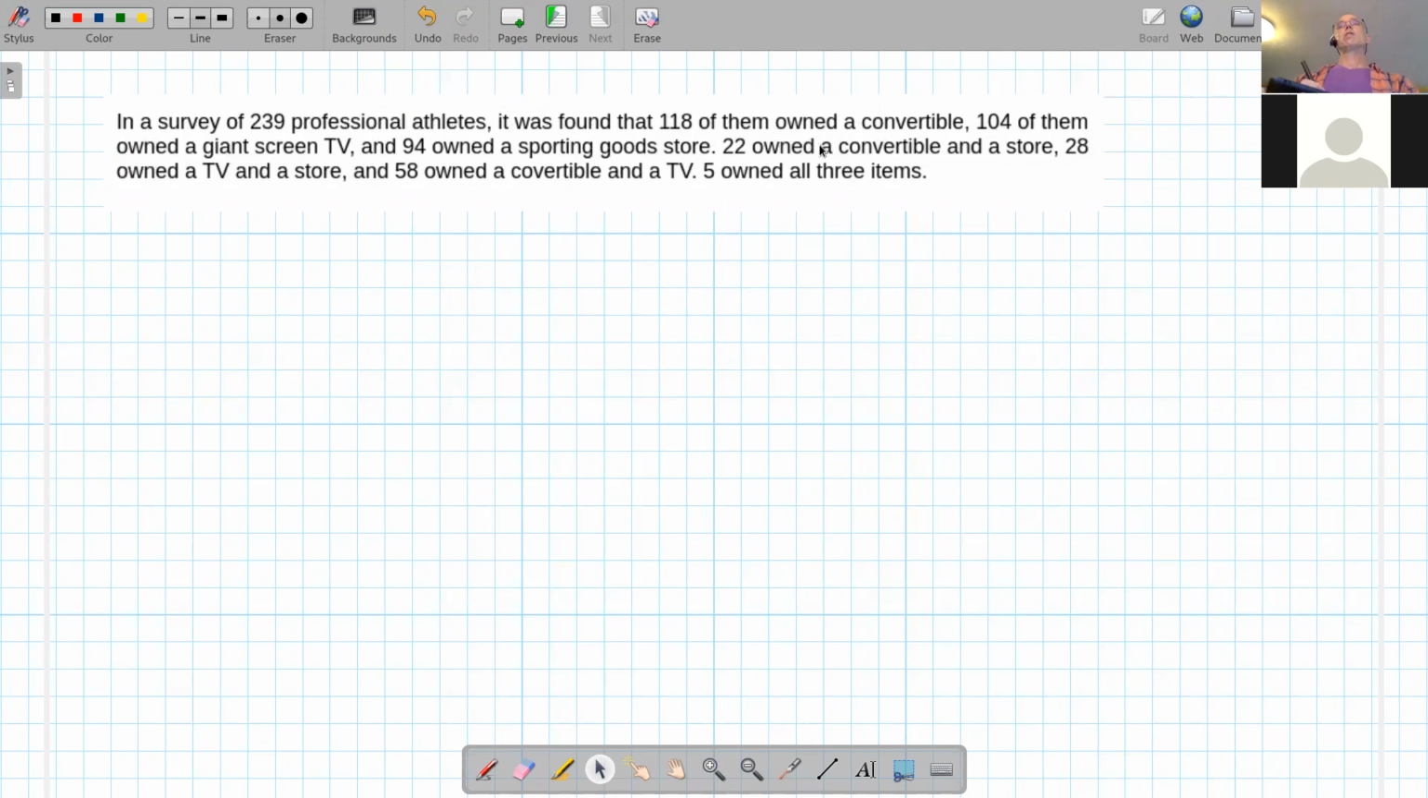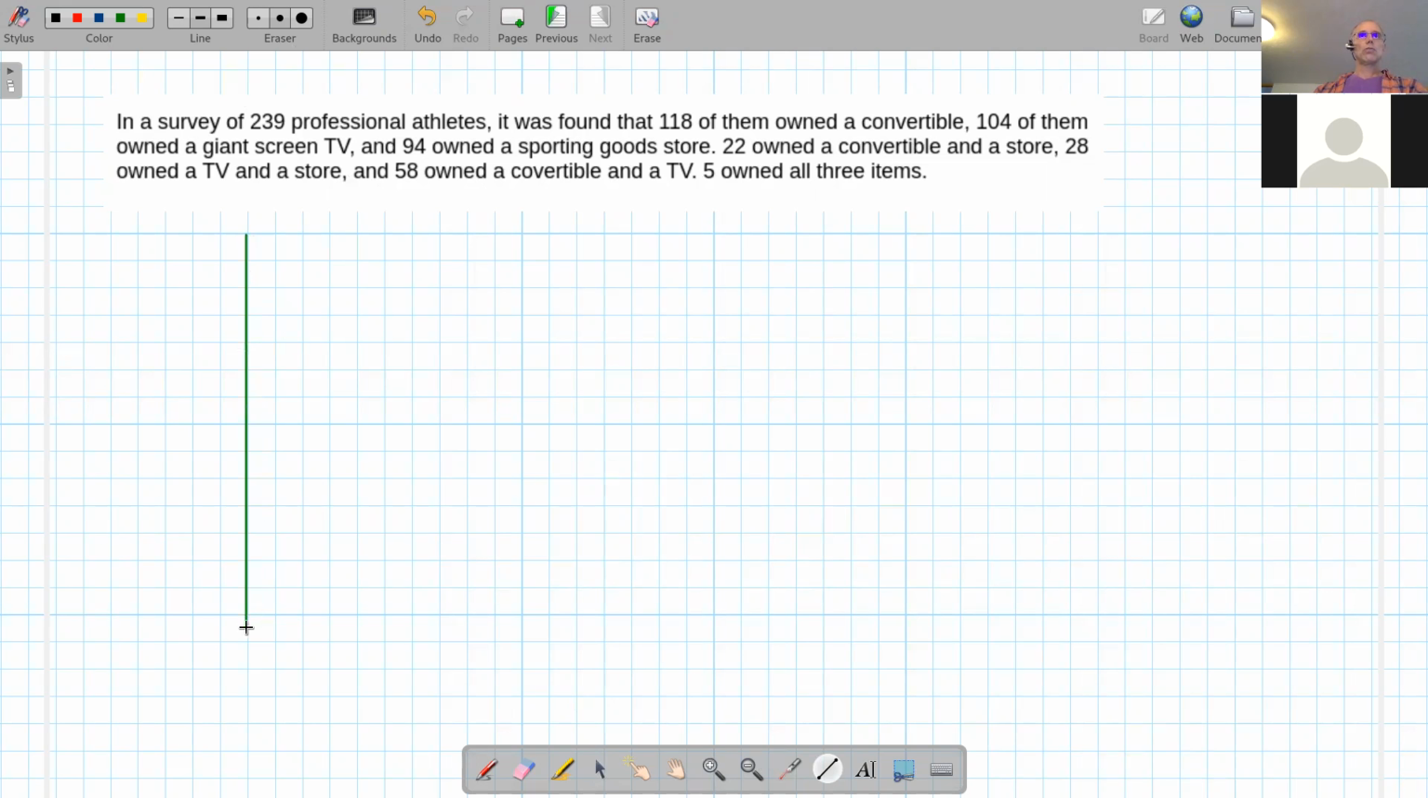Then they give information about combinations. 22 owned a convertible and a store. 28 owned a store and a TV. 58 owned a convertible and a TV. 5 owned all three. So how do we use that information to make a Venn diagram?